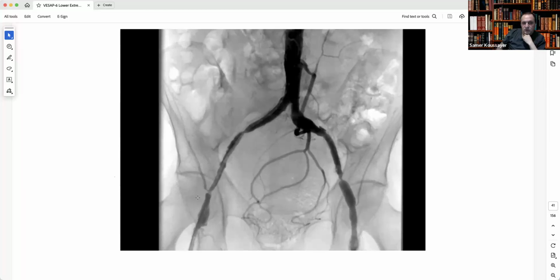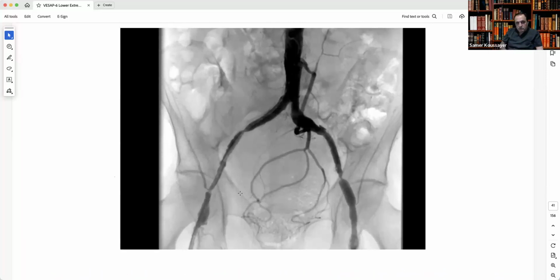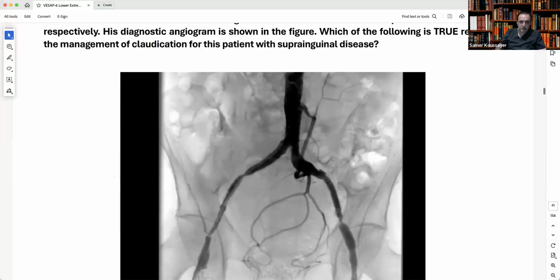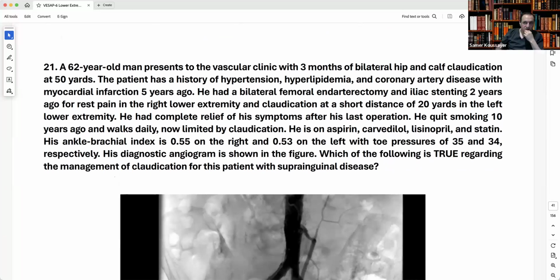Femoral arteries are wide open, so we don't need any endarterectomy. So how would you treat this patient? What should you do? He's 62 with smoking. Let's go back to the scenario. 62, with bilateral hip claudication. Hip because the internal iliacs are occluded.